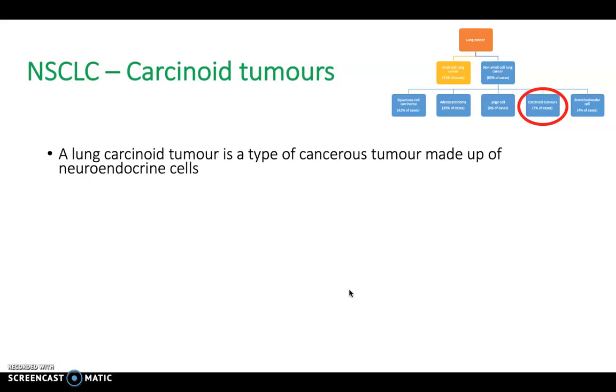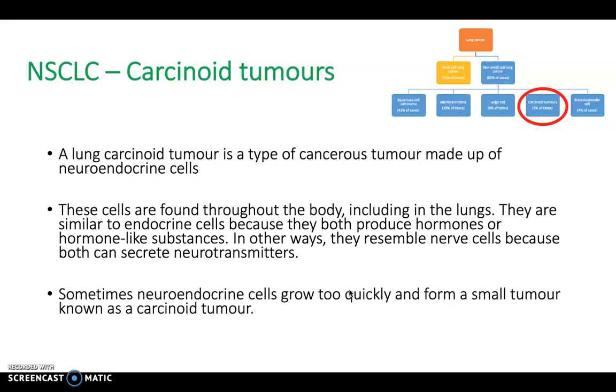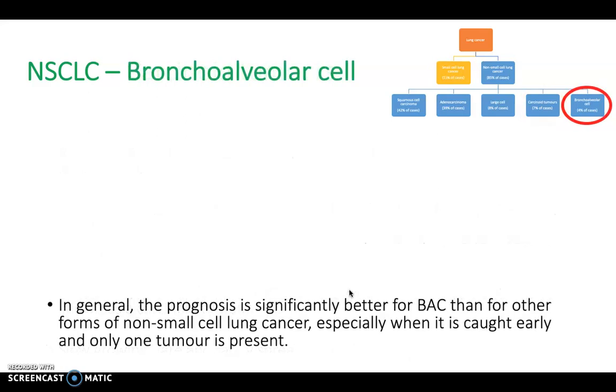So a lung carcinoid tumour is a type of cancerous tumour made up of neuroendocrine cells, and these cells are of course found throughout the body, including in the lungs. They're similar to endocrine cells because they produce hormones and/or hormone-like substances, but in other ways they resemble nerve cells because they secrete neurotransmitters. And sometimes they grow too quickly, and this is what causes a small tumour known as a carcinoid tumour. The advantage to these is they're slow growing, but they are rare and they rarely spread beyond the lungs.